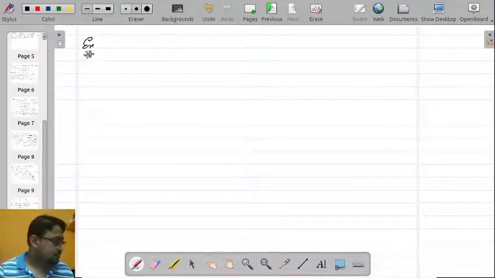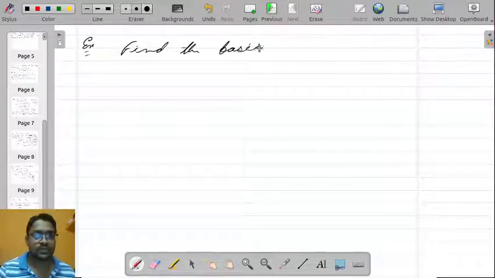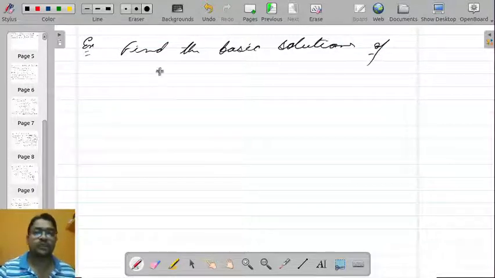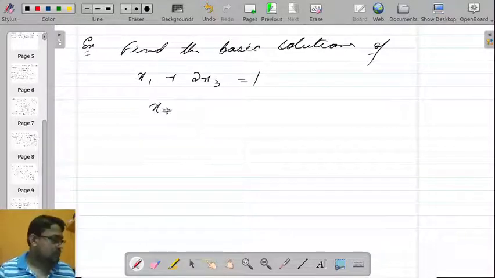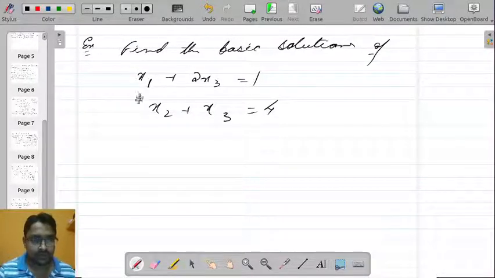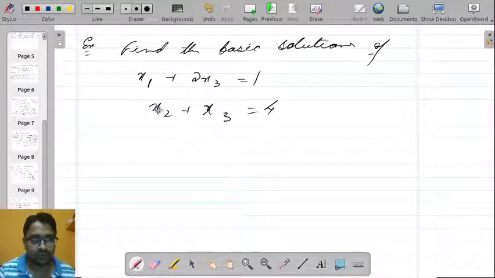And then another one, find the basic solutions of x1 plus 2x3 equal to 1, x2 plus x3 equal to 4. You have to be very careful here. Here there are 3 variables actually. At first glance you might be misled into thinking there are 2 variables, but there are actually 3 variables, x1, x2, x3.